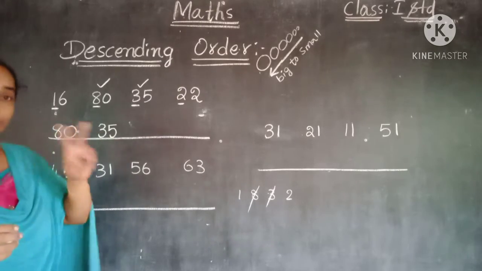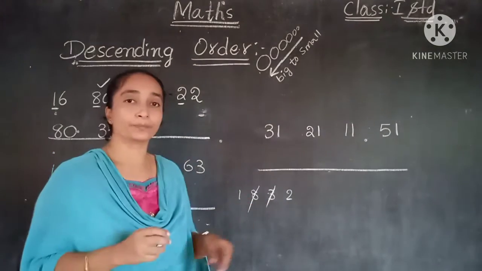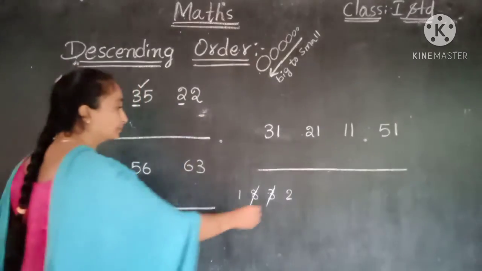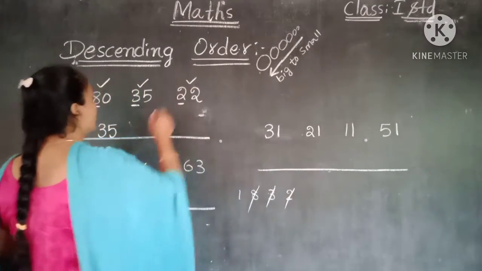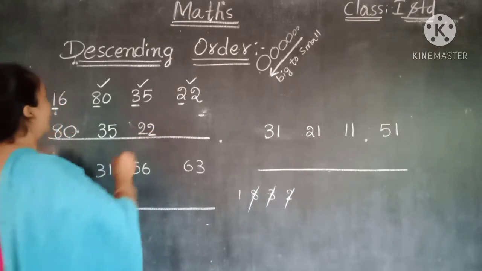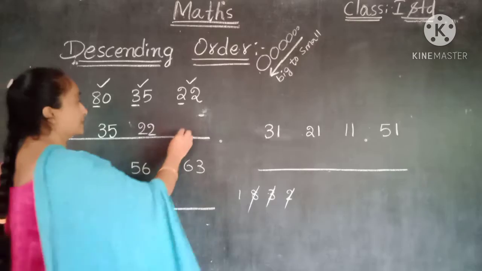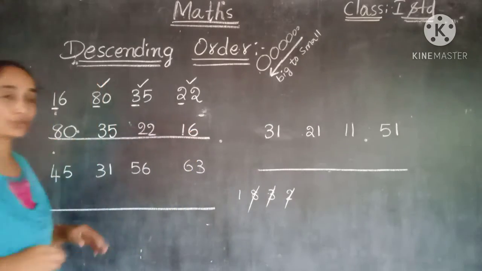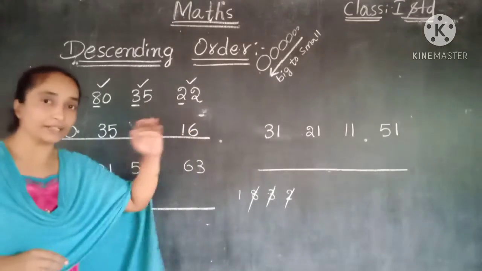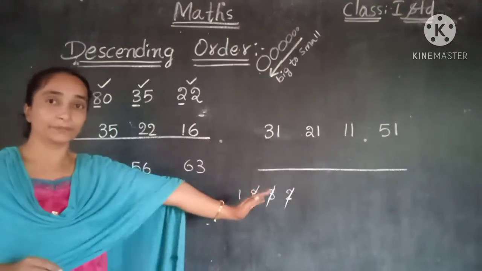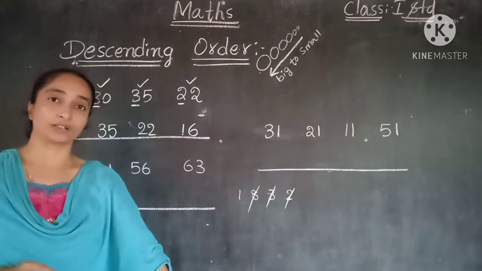And now here we have the 2 numbers, 1 and 2. The big number is 2. So 2 means 22. And the last one here we don't need to write, so just simply we can write here 16. So here we have completed the descending order. This is from big number to the small number. So from the big to the small.